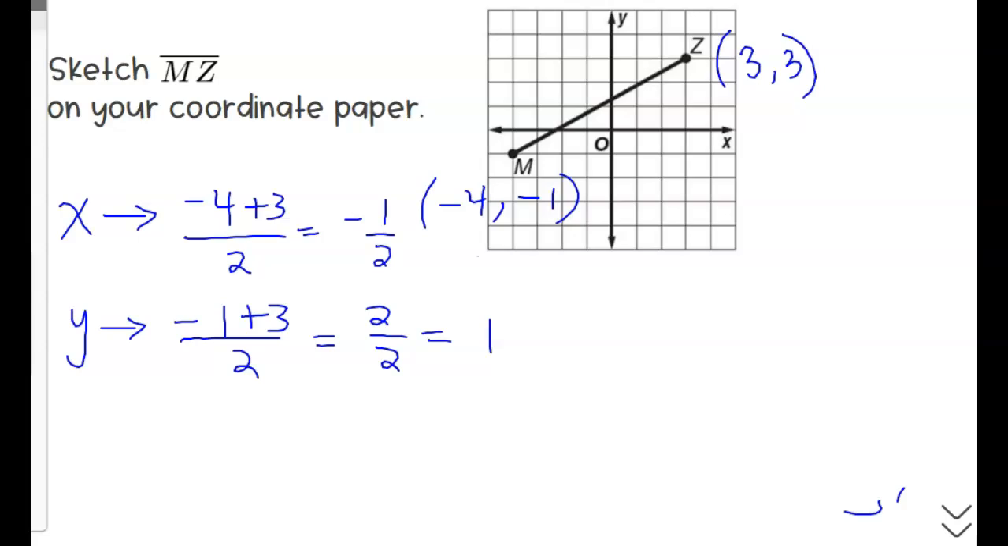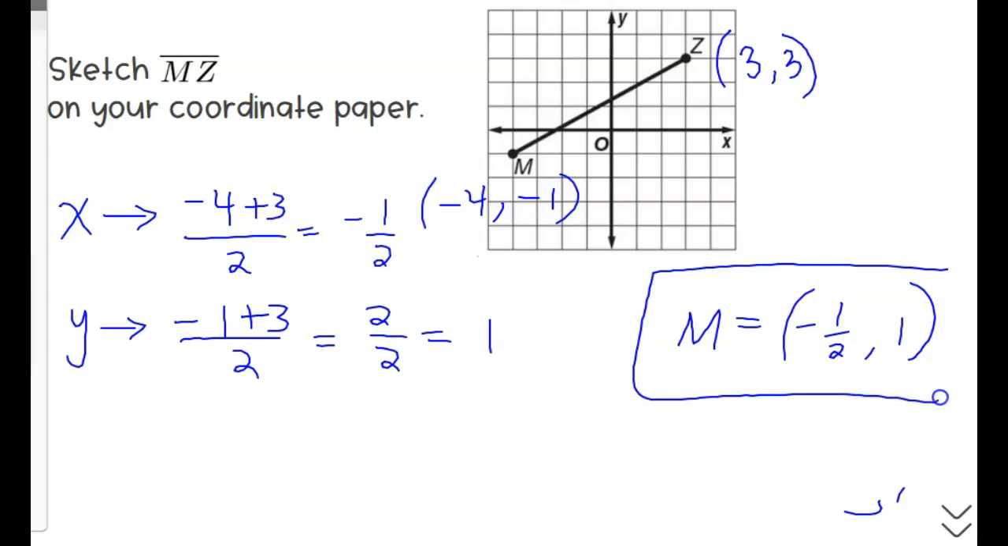Good. So you just found the location of the midpoint. Where is it located? -1/2, 1. Yeah. Your answer has to be an ordered pair because it's a location, okay? And that's it. That's midpoint.